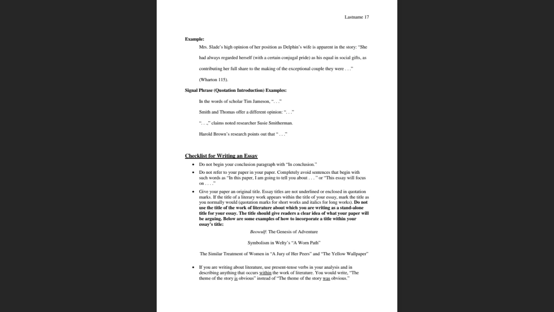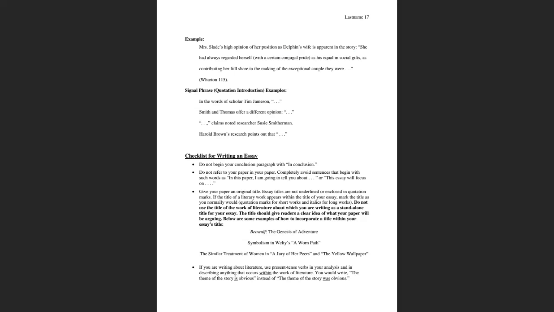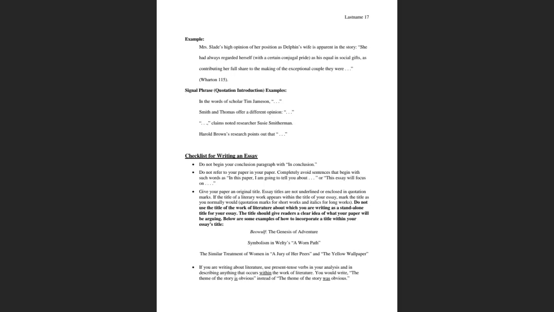Here's the quotation. She had always regarded herself with a certain conjugal pride as his equal in social gifts, as contributing her full share to the making of the exceptional couple they were. And then notice there are ellipses here because some material has been left out. This ends the quotation. Wharton is the name of the author of the story where that quotation was taken from, and the page number is 115. Notice that the period that ends the entire sentence is placed after the parenthetical citation.